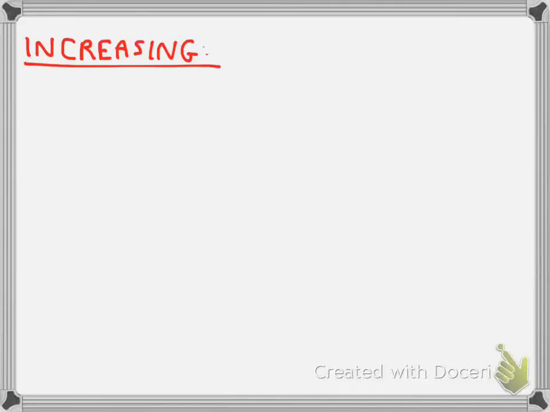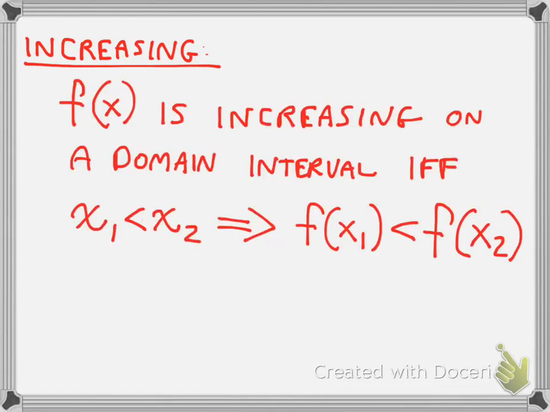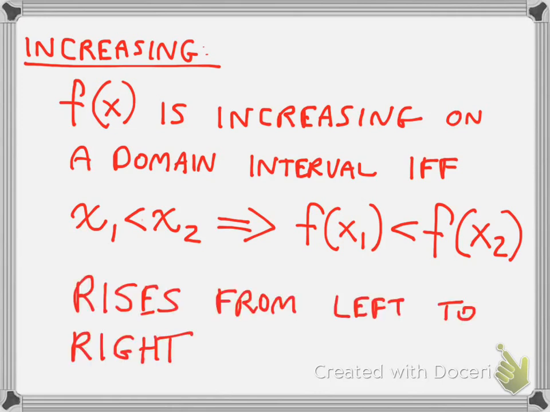Hi everyone. Today we're going to learn how to find out where a graph is increasing. Formally, we say that f of x is increasing on a domain interval if and only if, when x1 is less than x2, then f of x1 is less than f of x2. Informally, we say that the function's graph rises from left to right.